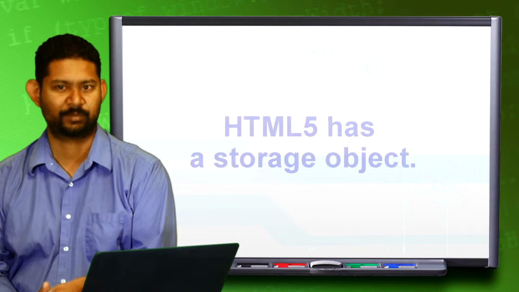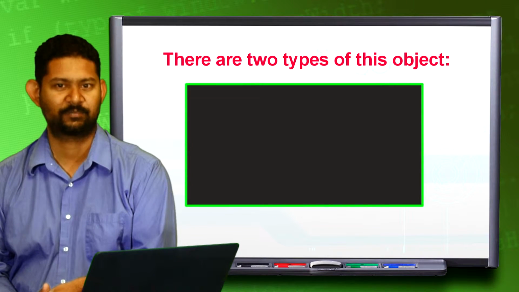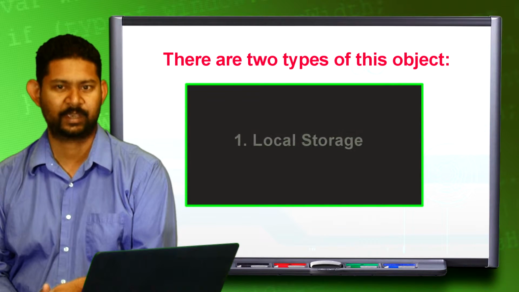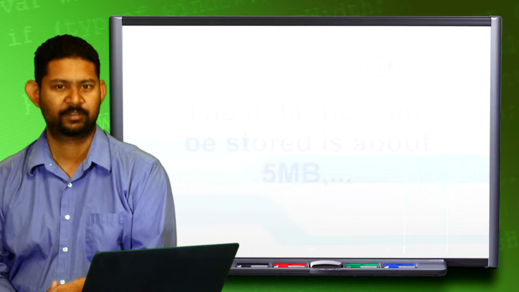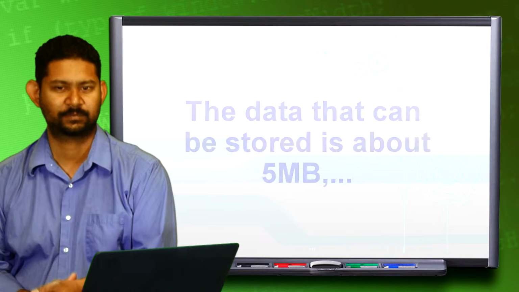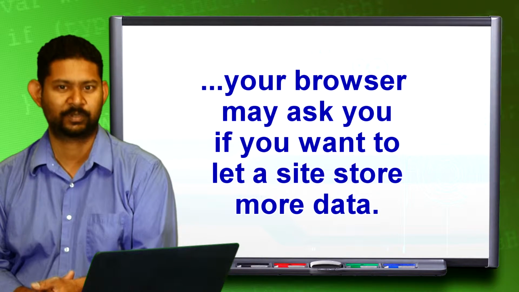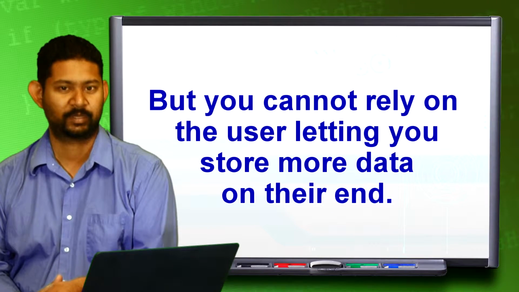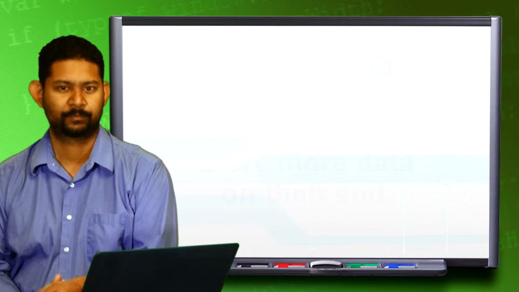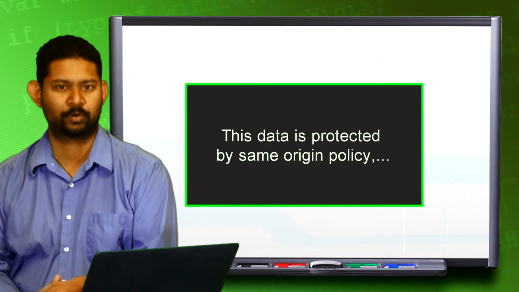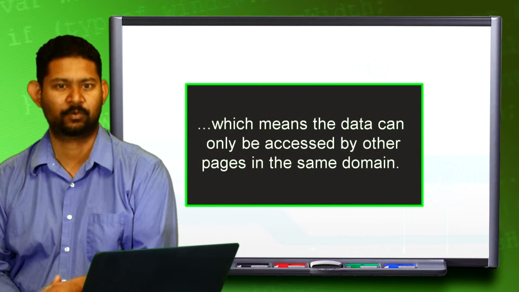HTML5 has a storage object. There are two types of this object, the local storage and session storage. The data that can be stored is about 5 megabytes. Your browser may ask you if you want to let a site store more data, but you cannot rely on the user letting you store more data on their end. This data is protected by same origin policy, which means the data can only be accessed by other pages in the same domain.